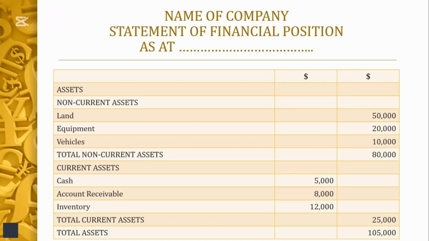So in this case now, again, as before, we have our total non-current assets adding up to 80,000, which was land of 50,000, equipment of 20,000, and vehicles of 10,000. We add to that our current assets, which are our cash of 5,000, accounts receivable of 8,000, and inventory of 12,000, giving us a total of 25,000. When we add those two figures, which would be our total non-current assets of 80,000 plus our current assets of 25,000, we get our total assets being 105,000.